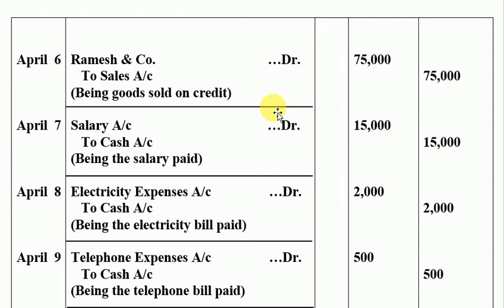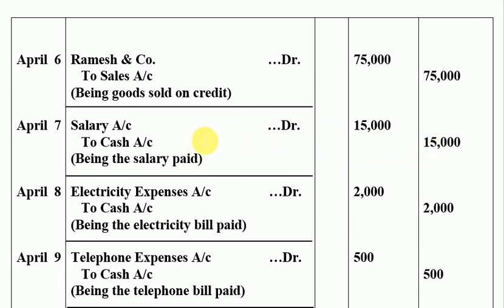Now comes the next entry on April 7th. The transaction was paid salary to staff in cash. That means the organization is paying salary to staff in cash. So the entry will be salary account debit to cash account. Salary is an expense for us, that's why it will be recorded on the debit side, and cash is going out, that's why it will be recorded on the credit side. Got it? Being salary paid 15,000.